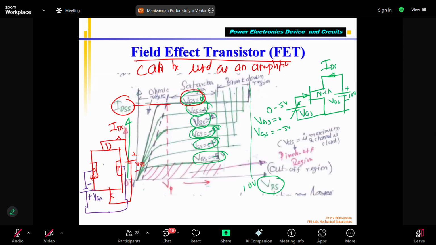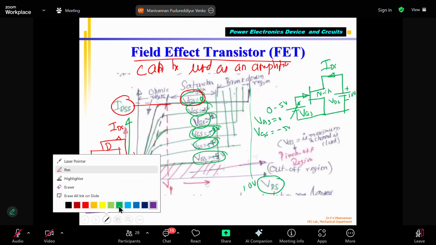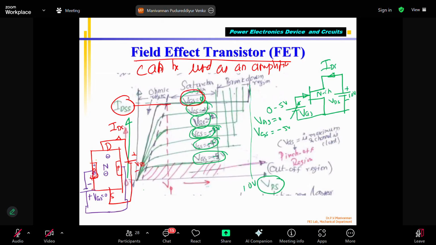If it is an N-channel material, you have electrons. Here you have P-type holes. And I told you, when VGS equals 0 volts, at my gate there is a depletion region. Correct? Yesterday I told you I will draw the depletion region for your understanding with a different color. This is my depletion region when VGS equals 0 volts.